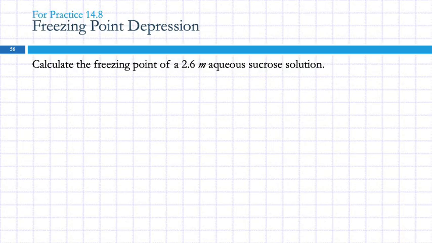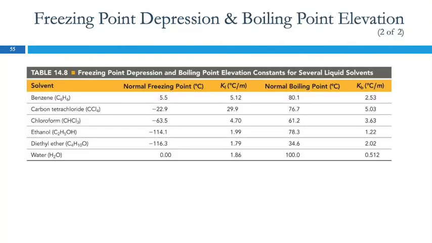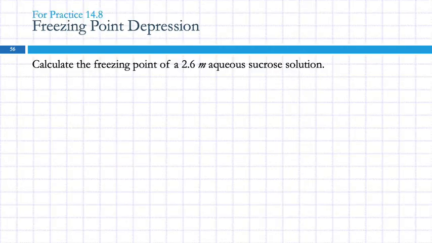So calculate the freezing point of a 2.6 molal aqueous sucrose solution. So we need this constant here, 1.86, for our freezing point depression constant. So Kf equals 1.86 degrees Celsius per molal. So they gave us a molality, and they're asking for the freezing point.